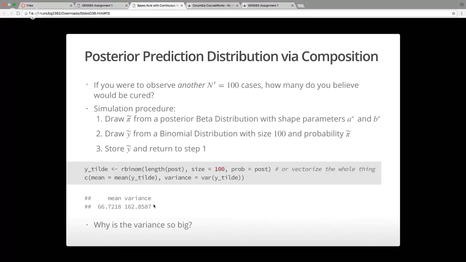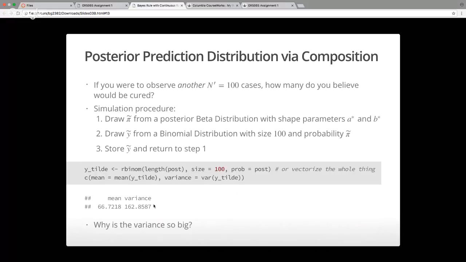learning rule. It also implies a coherent way to do predictions. So what if you were to observe another 100 cases of people with Ebola and you could give them this drug? How many do you believe would be cured? Well, we could do that with simulations by drawing a realization of pi from the posterior, in this case, a beta distribution with shape parameters A star and B star. So we have information.